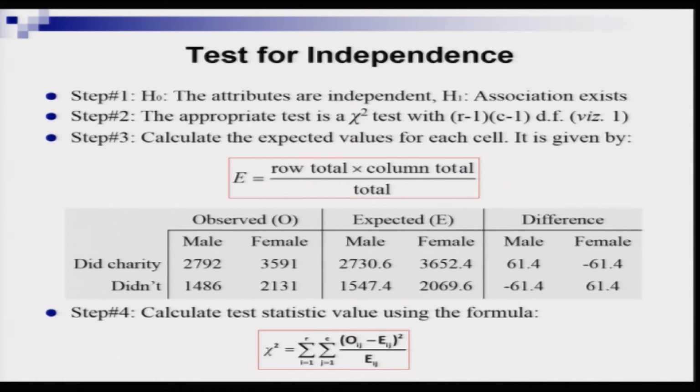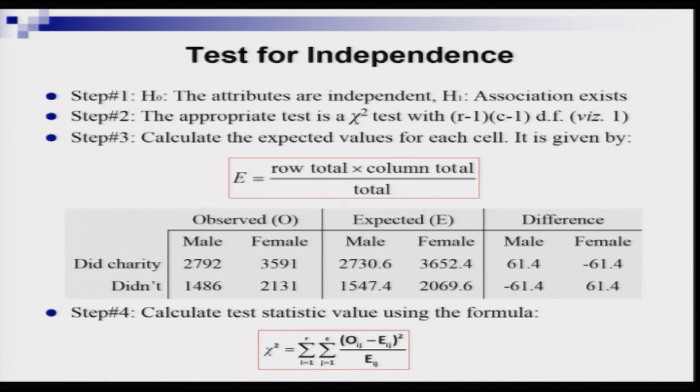Now, in step 3 we have to calculate the expected values for each cell as we did for the previous test also, but here the complication is that, well, it is not a complication, here we do not have to assume a theoretical distribution to compute the expected value. So, that is good news. So, how to actually get the expected values?